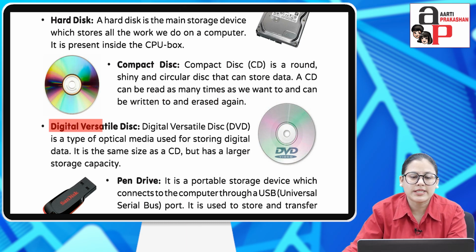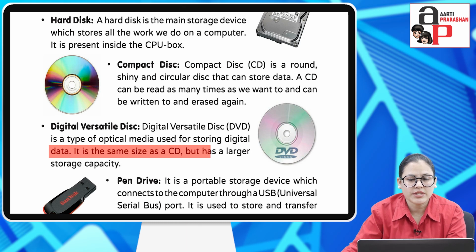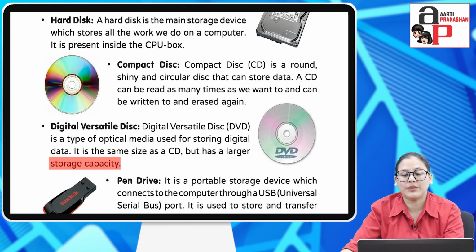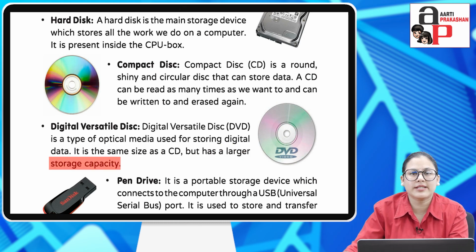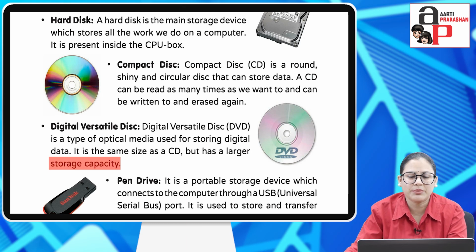Next is digital versatile disc. Digital versatile disc, that is DVD, is a type of optical media used for storing digital data. It is the same size as a CD but has a larger storage capacity. Okay, see, this is DVD and it looks exactly like a CD, but the basic difference is that DVD has more storage capacity.